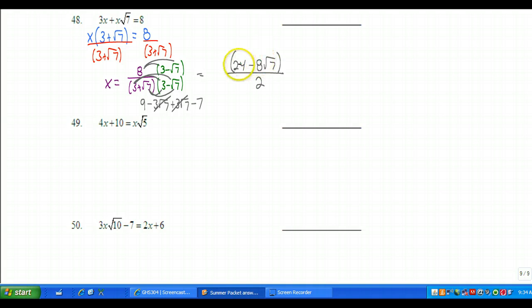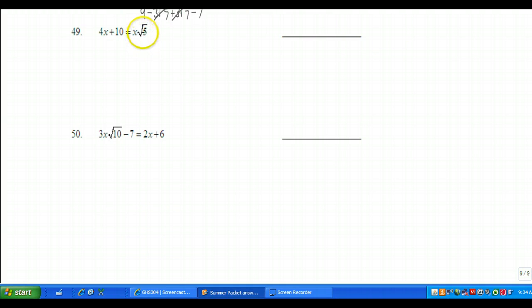One more step in this one. I noticed that all three of these terms, the 24, the 8 root 7, and the 2, are even, or in other words, their coefficients can be divided by 2. So if we divide them all by 2, we get x equals 12 minus 4 root 7 over 1. So we'll just leave it like that.